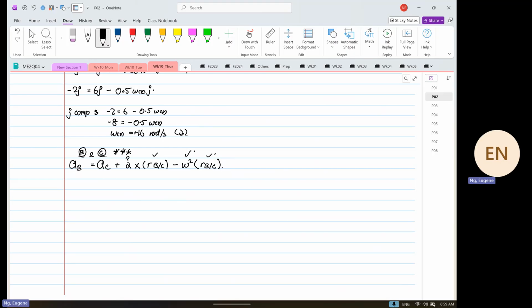Okay, so after knowing omega, right? Let's focus on AC, and we focus on AC in the n direction. Okay, so we know that AC in the n direction is equal to omega squared multiplied by r. Okay, so omega is equal to what? We have 16 squared.